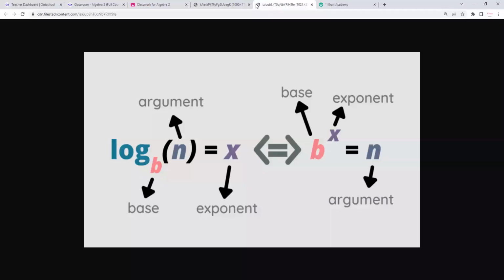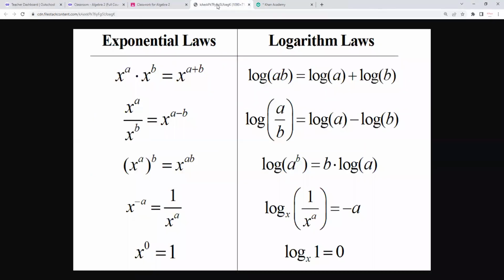So I have the rules here. I uploaded this. If not, you can take a screenshot of this or write them down. These are the exponential laws, which we already know from doing exponents. And these are the logarithmic laws. When something is being added, you multiply. When something is being subtracted, you divide. And if you have something in front of the log, then it's applied as an exponent.